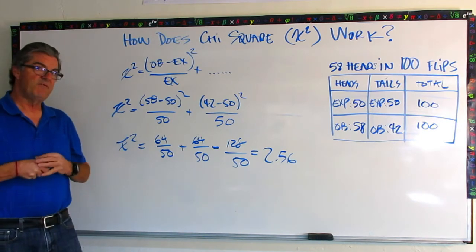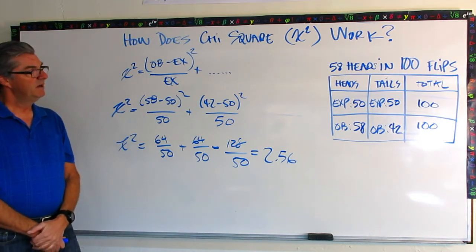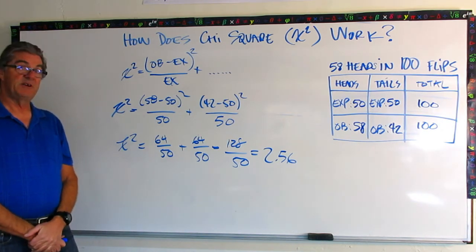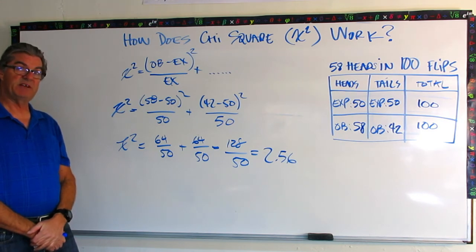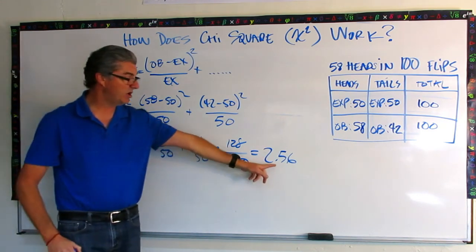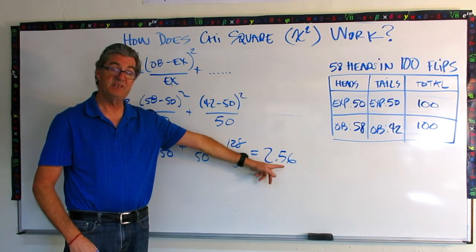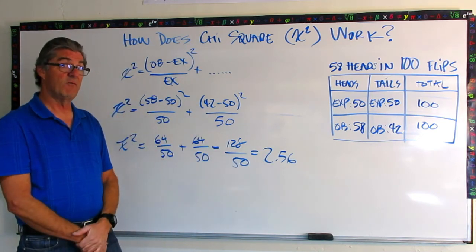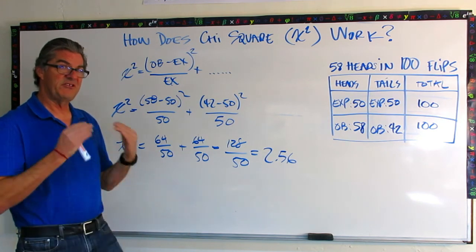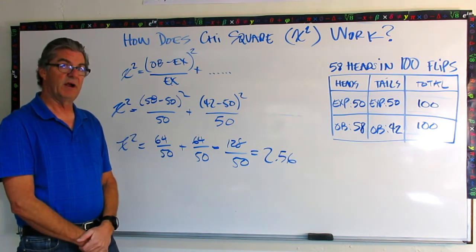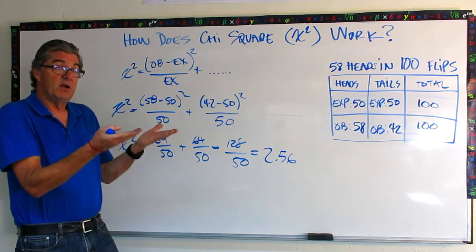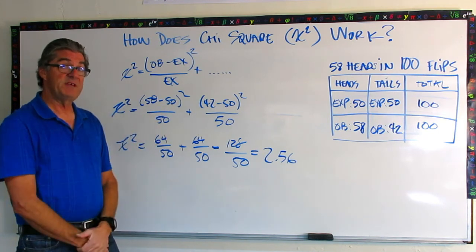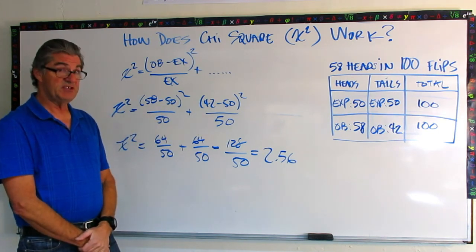Now think about that result for a minute. 58 heads in 100 is 8 away from the expected. And we have a higher chi-square value, 2.56, than we did when we're 6 away, where we had a chi-square of 1.44. So that tells you something about chi-square. The bigger the number, the further away from the expected the situation is.